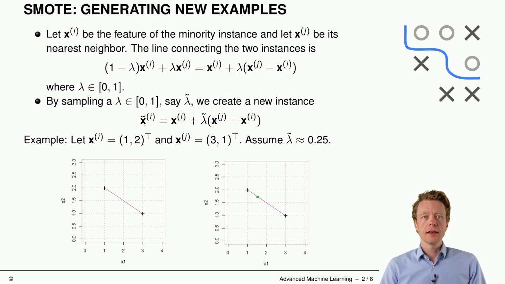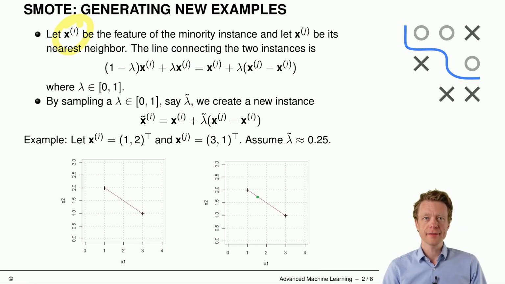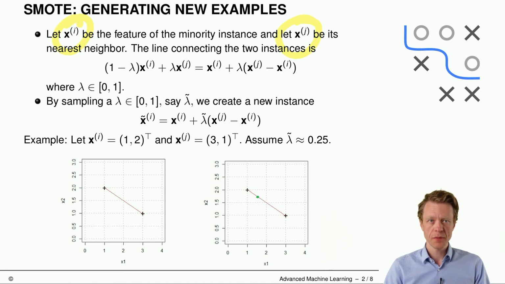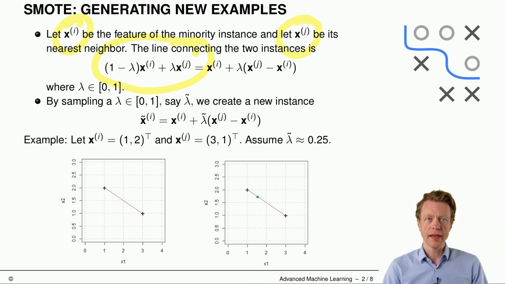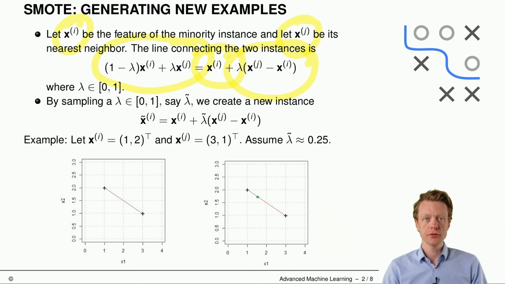How is this done? Here are some formulas for this. So let xi be the feature vector of the minority instance, like the base minority instance that we want to upsample, and xj is one of these k nearest neighbors. Okay, so one random example of its k nearest neighbors. The line connecting these two instances is, of course, (1 minus lambda) times the feature vector of i plus lambda times the feature vector of observation j, so xj. We can rewrite this as the feature vector xi plus lambda times the weighted difference of the two, which is exactly the same. And lambda should be between 0 and 1, so we are doing a convex combination here.